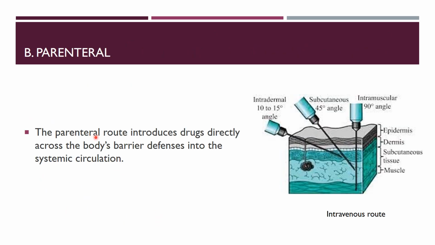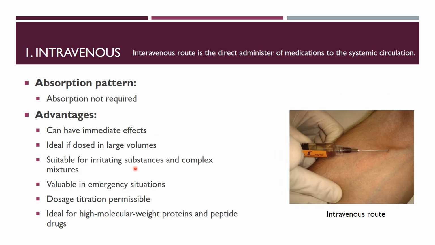The second category is parenteral route. The parenteral route introduces drugs directly across the body's barrier defenses into the systemic circulation. Number one, intravenous route. Intravenous route is the direct administration of medications to the systemic circulation. Absorption pattern of intravenous route: absorption is not required.